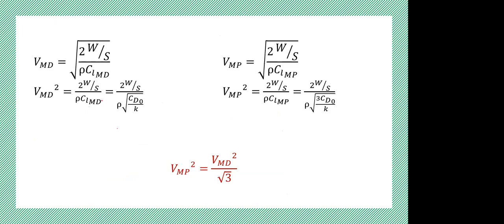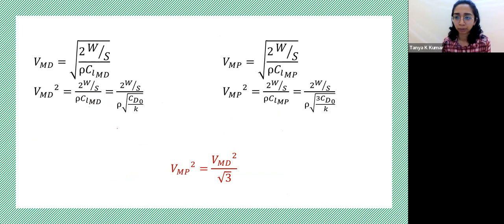Shouldn't it be minimum power condition? Sorry, yes, minimum power, my bad. Minimum power, thank you. Yeah, so this is minimum drag and this is minimum power. So I just substituted the values for the CL that we had seen from the table, and I've taken the square so that it's easier for us to compare. So these are the two expressions for minimum drag and minimum power. So the relation here shows us how they are related.